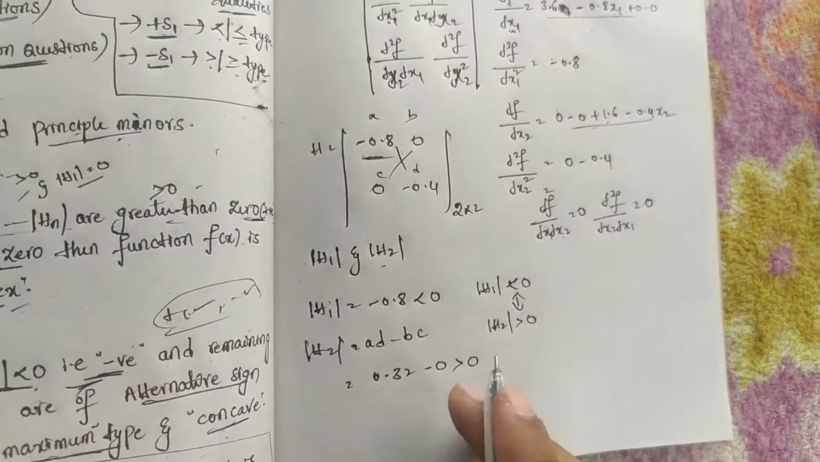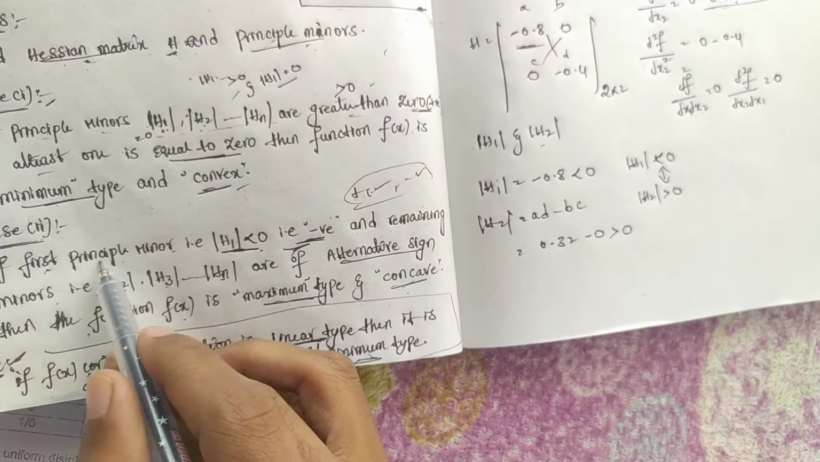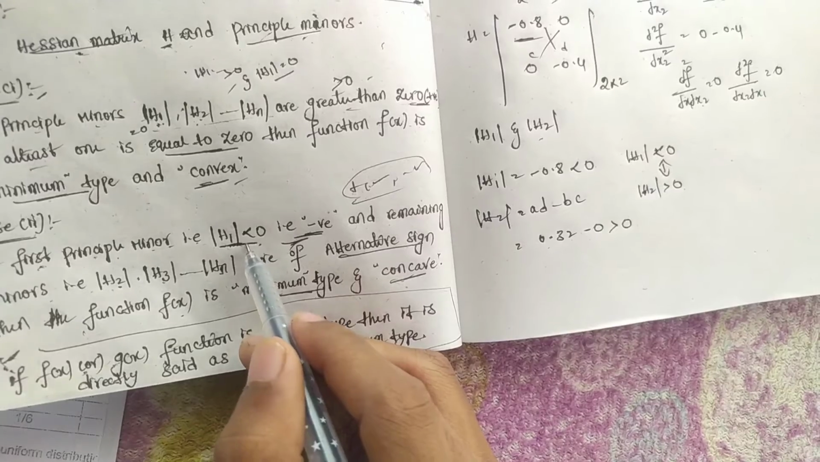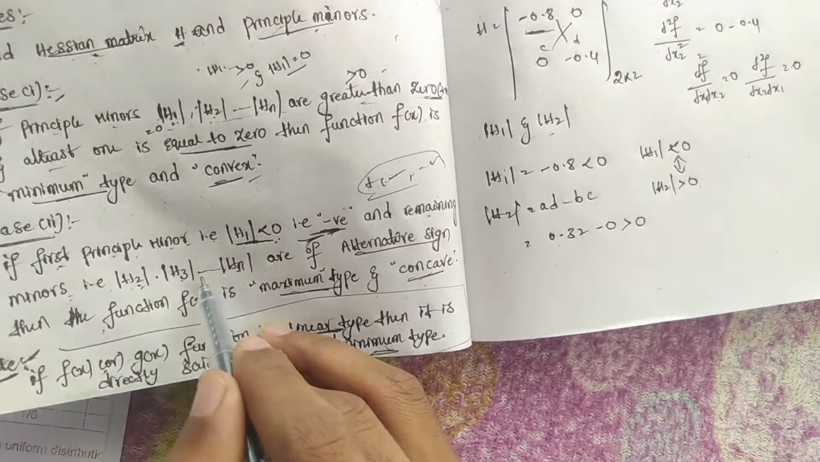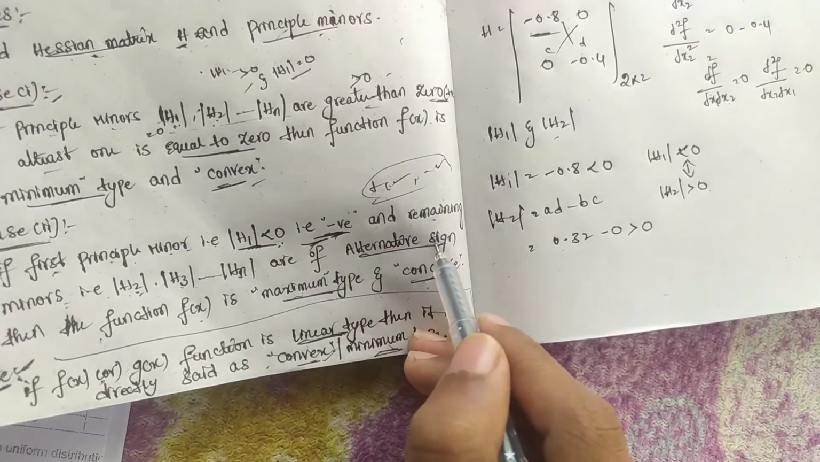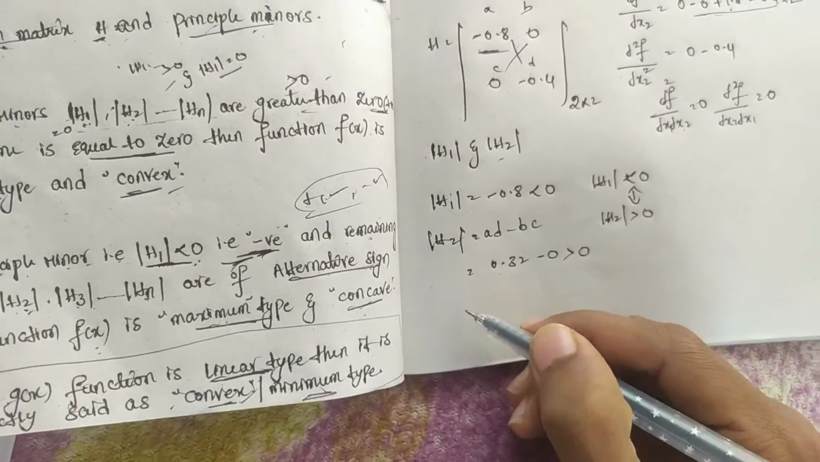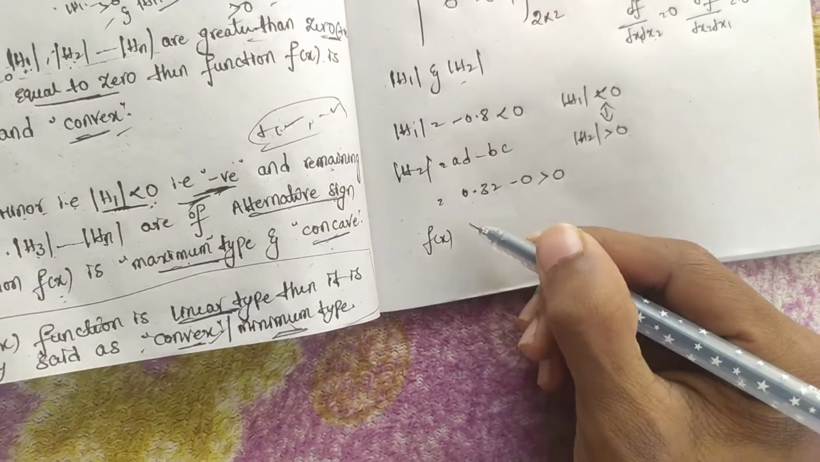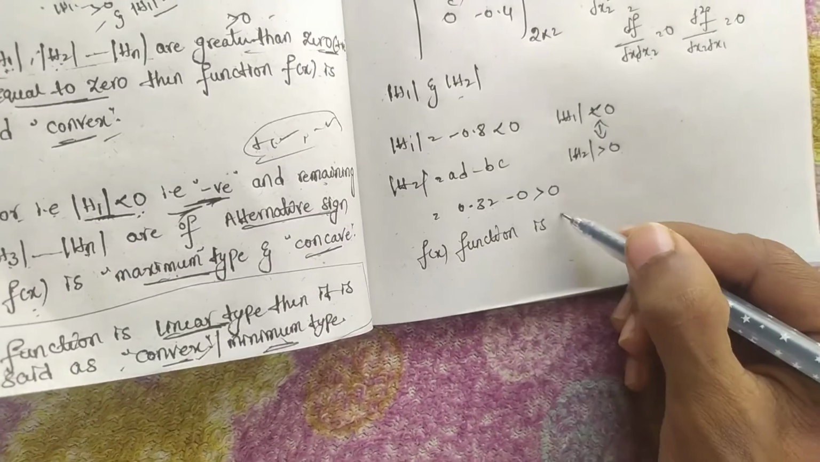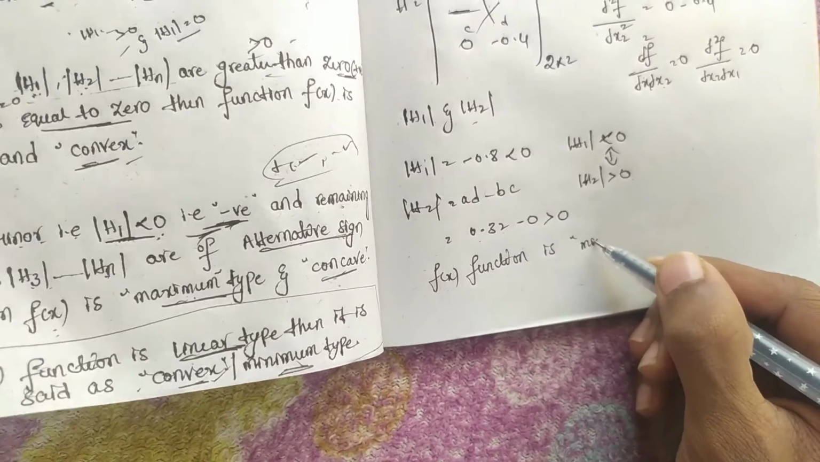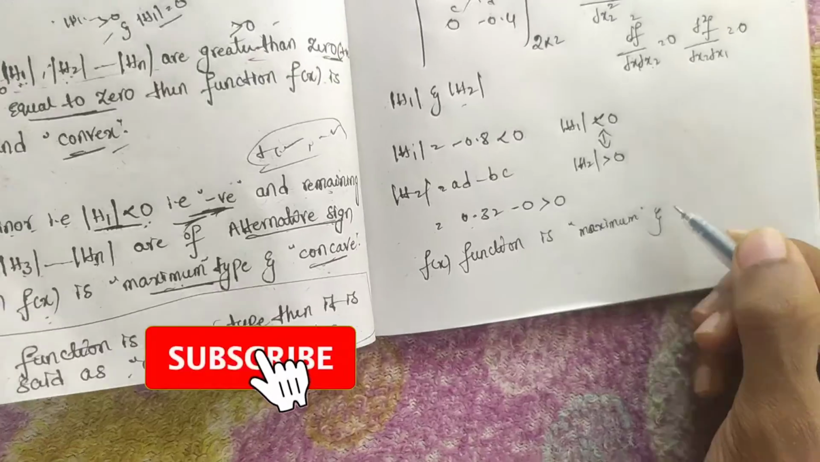It means the signs are alternating. Which condition is satisfied? If the first principal minor mod h1 is less than 0, that is negative, and the remaining minors mod h2 or mod h3 alternate in sign, then the function is of maximum type and concave. So hence here f of x is maximum and concave.